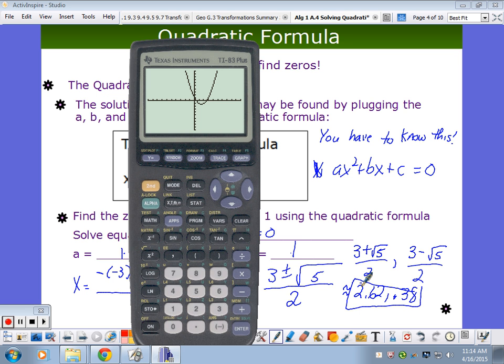So look, 2.62, so it's a number between 2 and 3. And this one is a number between 0 and 1. So see, it's there. And if you use that little trace function or the calc function, it'll tell you that too. So I'm going to go a little bit to the left of that 0, a little bit to the right, press enter. See how I'm getting the same thing?